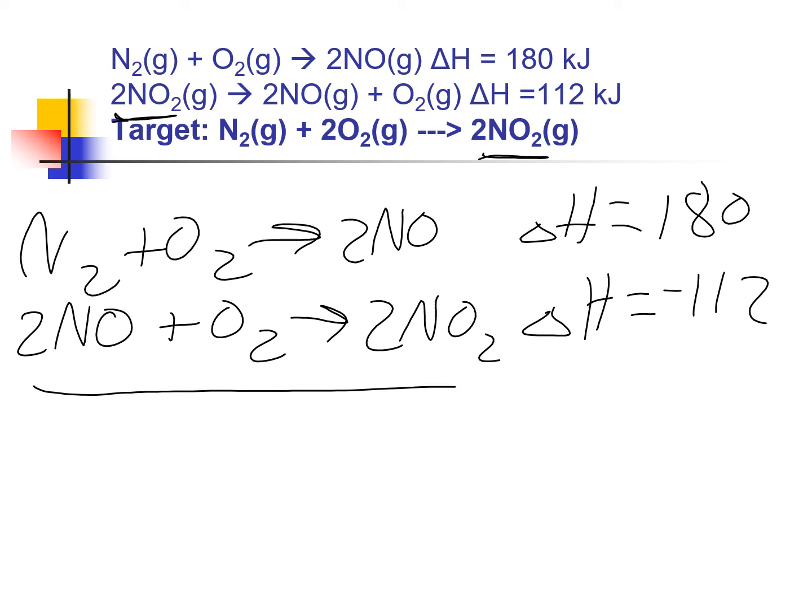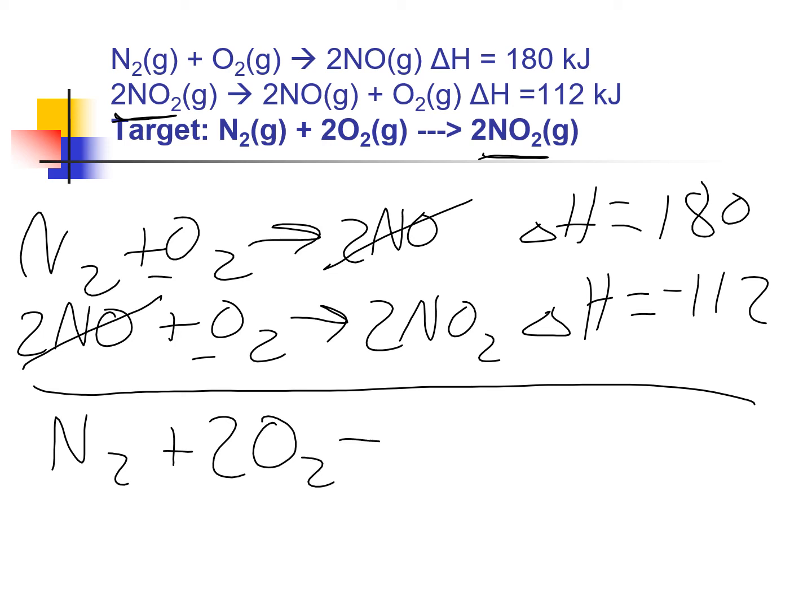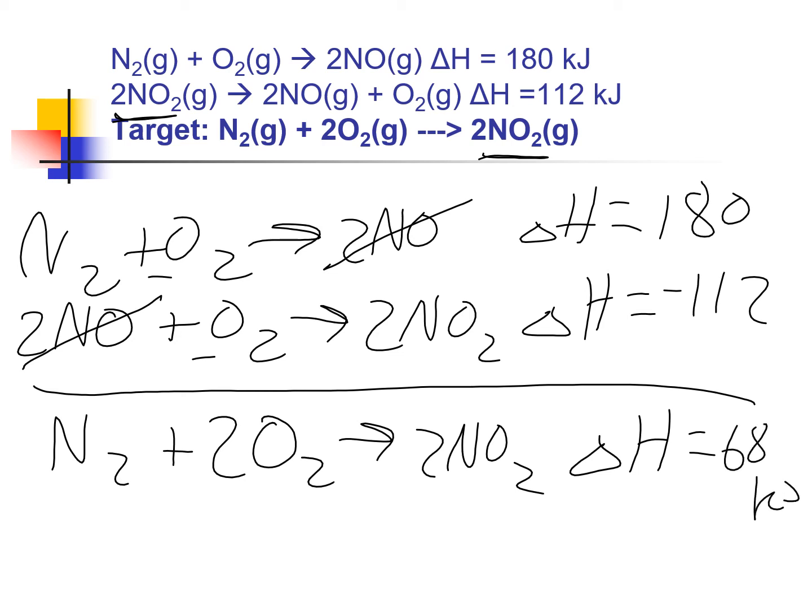Now if I add these up, again, I didn't pay attention to the NOs. They end up canceling. So I would get N2 plus 2 O2s makes 2 NO2. So that's my target reaction. And then the delta H would be the sum of the two. So 180 minus negative 112, or plus 112, would be 292. Assuming my math is right. I forgot to grab a calculator.